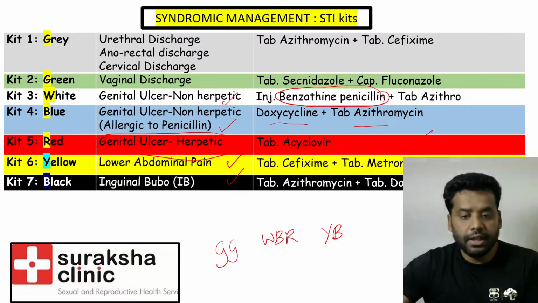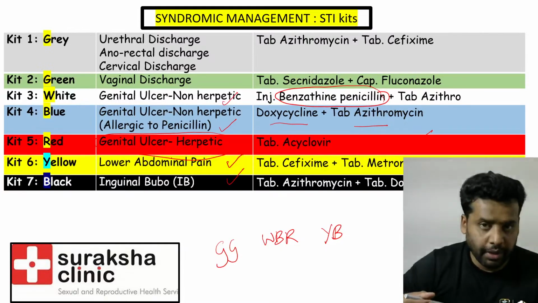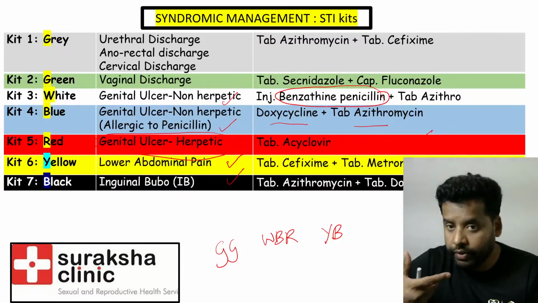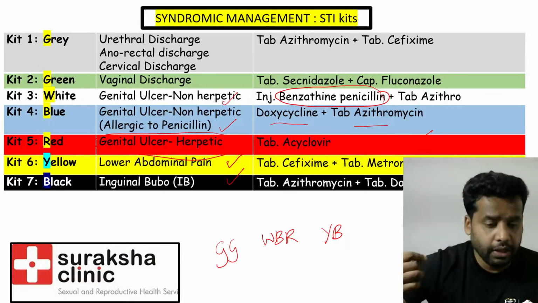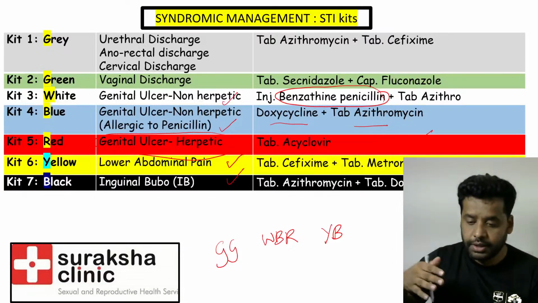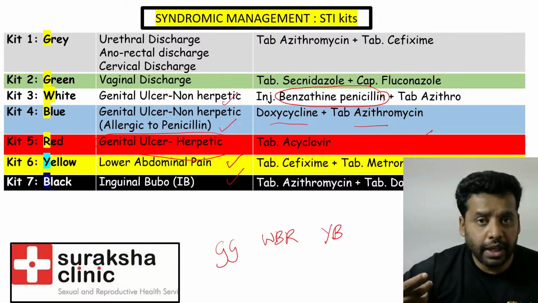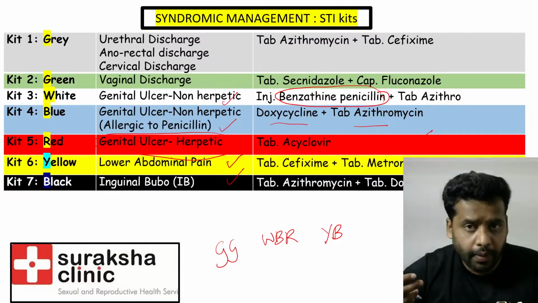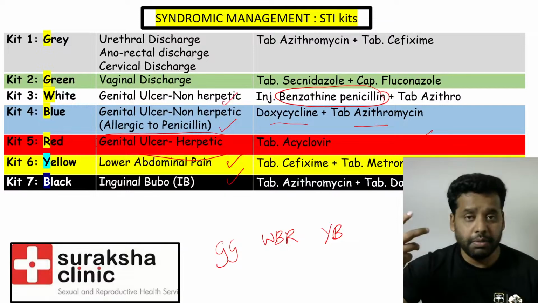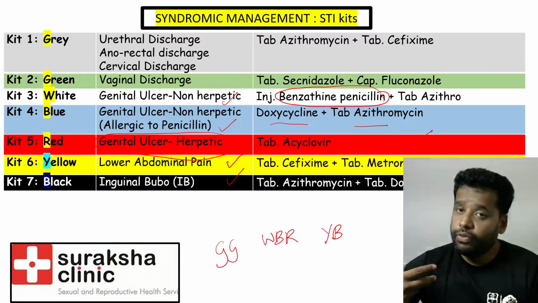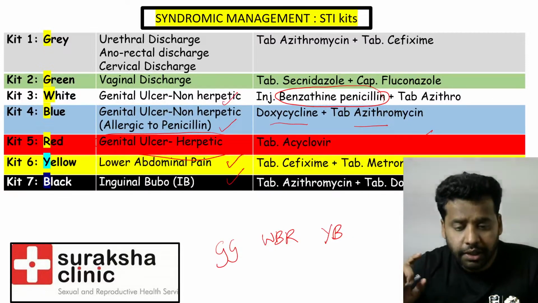So in total how many kits are there? Total 7 kits. How to remember? Gray, green, initially the same alphabet. Then for ulcers, you remember the drugs: white, blue, red. Like, go green with blue rivers. You can see the rivers flowing. You are going to greenery, some picnic spot. Go green with blue rivers, and some yellow birds are flying around you. So just imagine the situation: picnic. Go green with blue rivers and yellow birds. So that is the total 7 kits.